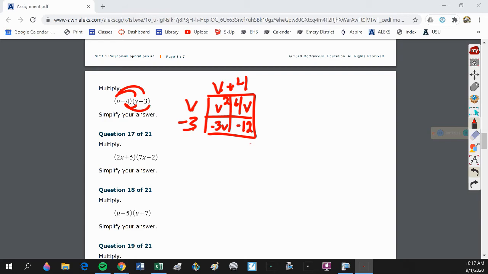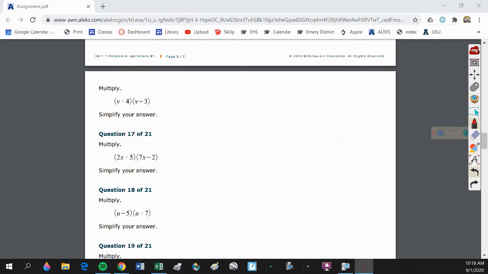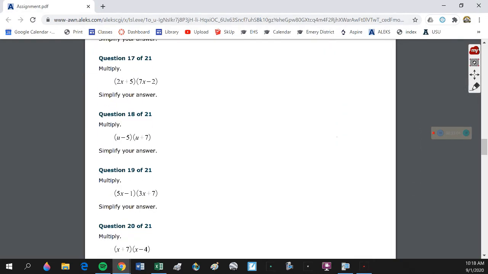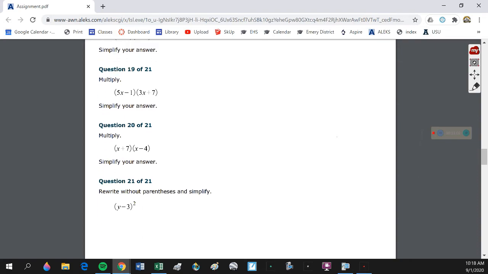And now we look through and we find like terms. V squared does not have any like terms, so it just goes there. The v's are like terms, and they end up with plus 1v. And then the 12 just goes on its own. Okay. We can do the same thing for 17 and 18, but I want to look at 21.